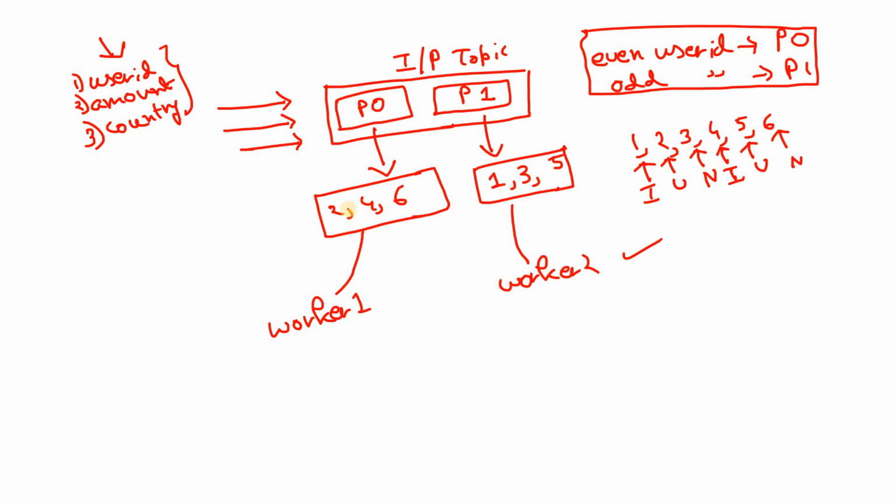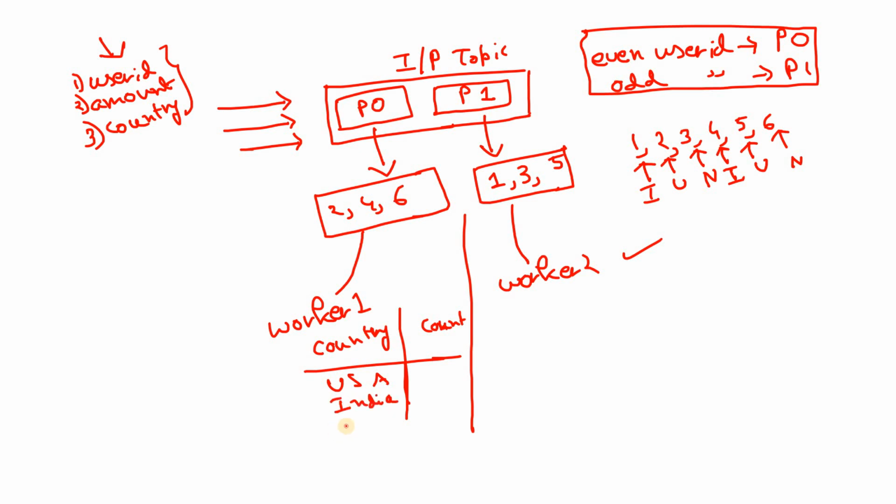Now based on distribution of data, worker 1 got these 3 user IDs: 2, 4, 6. User 2 is from USA, so worker 1 will print the result set like this: country name and then count, right? 2 is from USA, then 4 is from India, 6 is from Nepal. So USA 1, India 1, Nepal 1. This is what worker 1 will print after aggregating the dataset over our P0 partition.